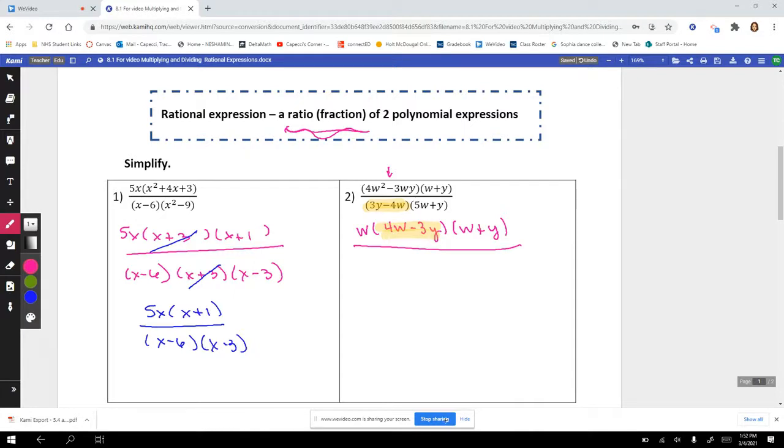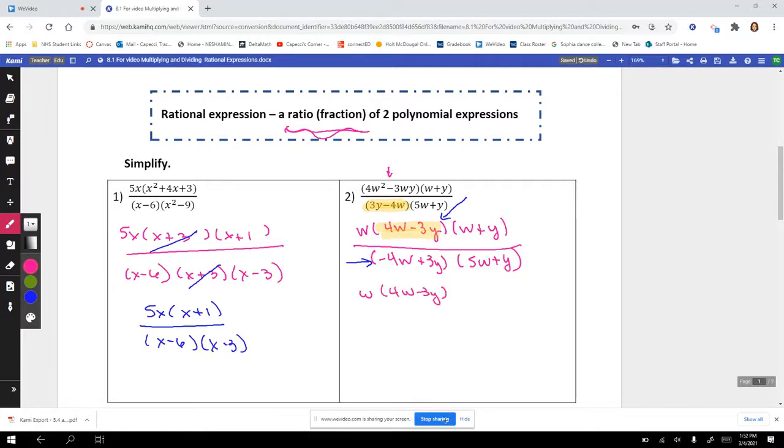So I'm just going to switch that around. I'm going to put my w first. Now, again, that negative comes with it. And I have 5w plus y. Now, when I do that, I notice this binomial and this binomial are the same except for their signs. So in order to kind of fix that, I like my leading coefficient to be positive, right?